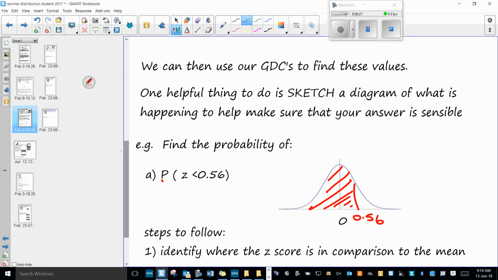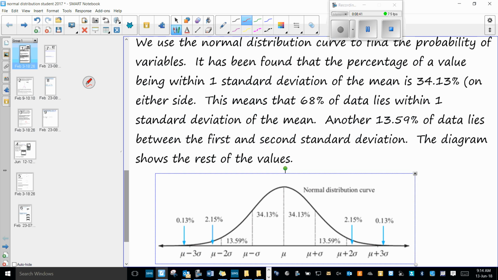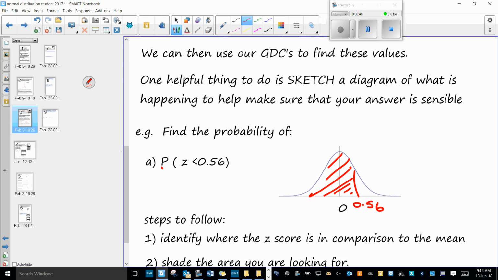Ali, can you tell me something about the probability of that? Remember what we talked about up here about rough percentages. Can you tell me anything about the probability of this shaded area? Could be like it's more than 50%. Yes, that was what I was looking for. Thank you, Joshna. We know that our value here has got to be more than 50% because it's more than half of the graph. Yes?